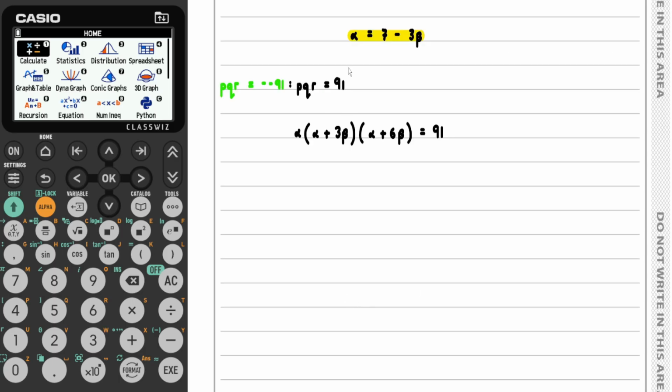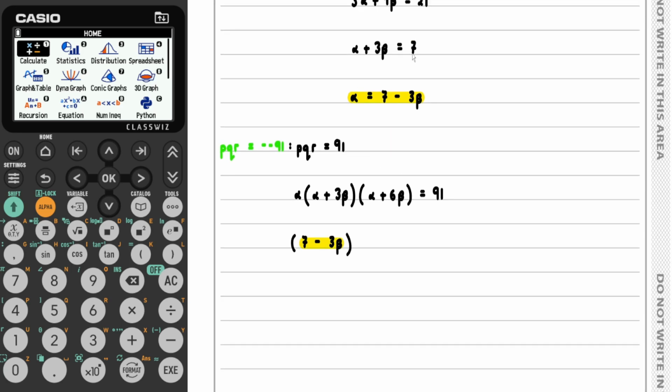So what I'm going to do now is replace the alpha with 7 subtract 3 beta. So I've got alpha, which is 7 minus 3 beta. Then I've got alpha plus 3 beta, and I know that is equal to 7. So I'm going to replace the alpha plus 3 beta with 7, and then I've got alpha plus 6 beta, so that's going to be alpha, which is 7 subtract 3 beta, plus 6 beta, and this is equal to 91.